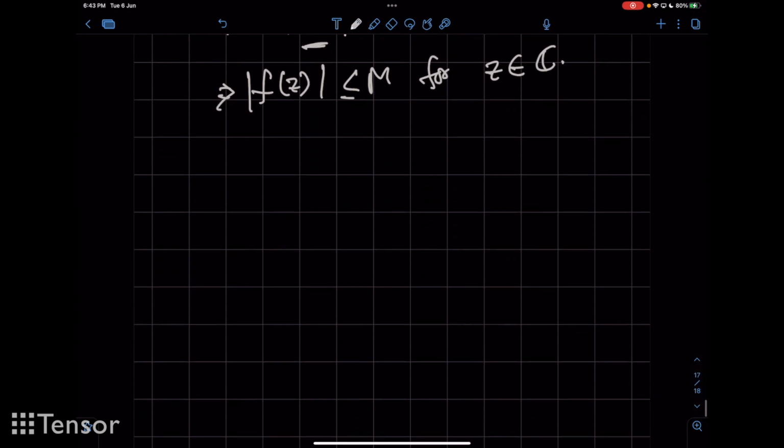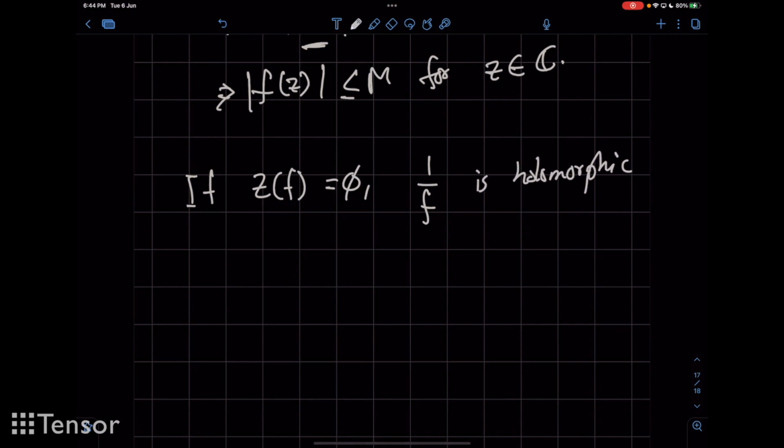Okay. Also, a little while ago we saw that if I have a holomorphic function, the zero set of the holomorphic function is discrete. That is, the zero set does not contain a limit point. Now, if the zero set is empty, then the reciprocal of the function is holomorphic. So if f is non-zero, then we can take the reciprocal of f, and the function we get is a holomorphic function, given that f is a holomorphic function, right?